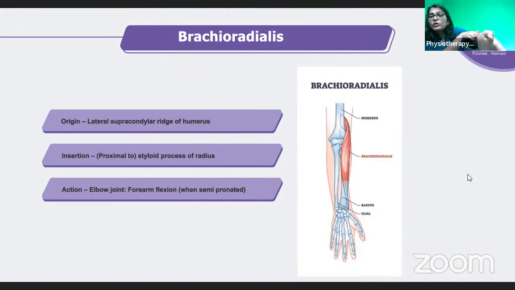From the semi-pronated position, if you want to flex, you are training your brachioradialis. If you want to train your brachialis, your forearm should be in neutral position. If you want to train which muscle? Brachioradialis, then you should semi-pronate. This is a semi-pronated position. From here, you have to do this movement. Then only your brachioradialis you are training.